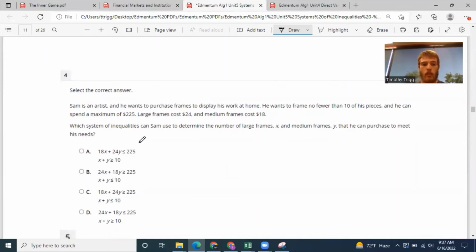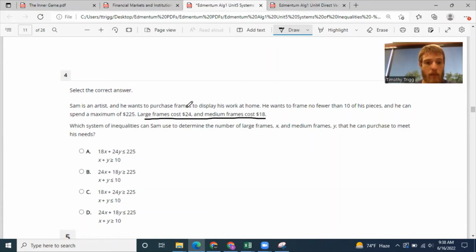This one's very similar to the last one. Salmon is an artist and he wants to purchase frames to display his work at home. He wants to frame no fewer than 10 of his pieces, and he can spend a maximum of $225. Large frames cost $24 and medium frames cost $18. So this is a key piece of information here.